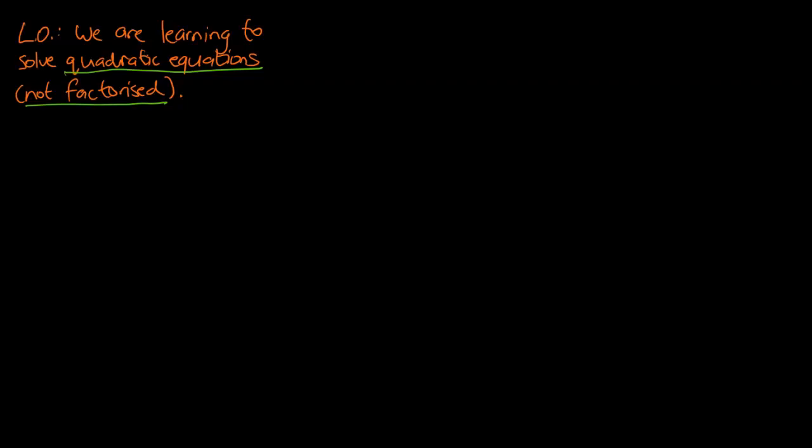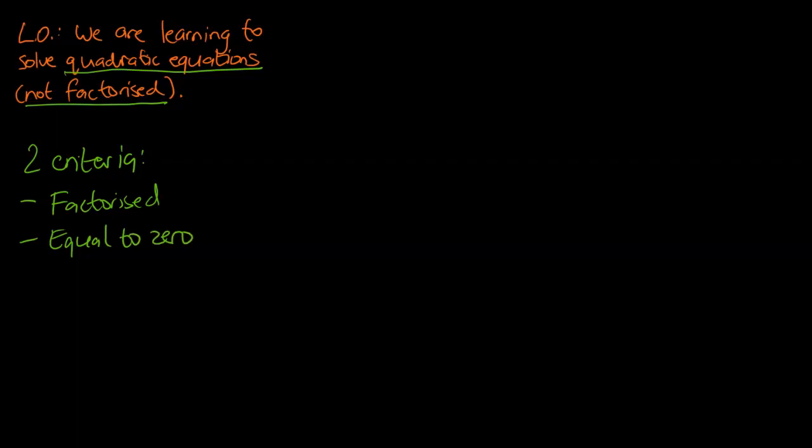So to recap, to solve quadratics, we are looking to meet two criteria. Hopefully you can remember off by heart what they are. Forgive me as I'm spelling criteria wrong. But there we go, we've got two criteria. They must be factorized. And they must be equal to 0. So these are the criteria we're looking at.